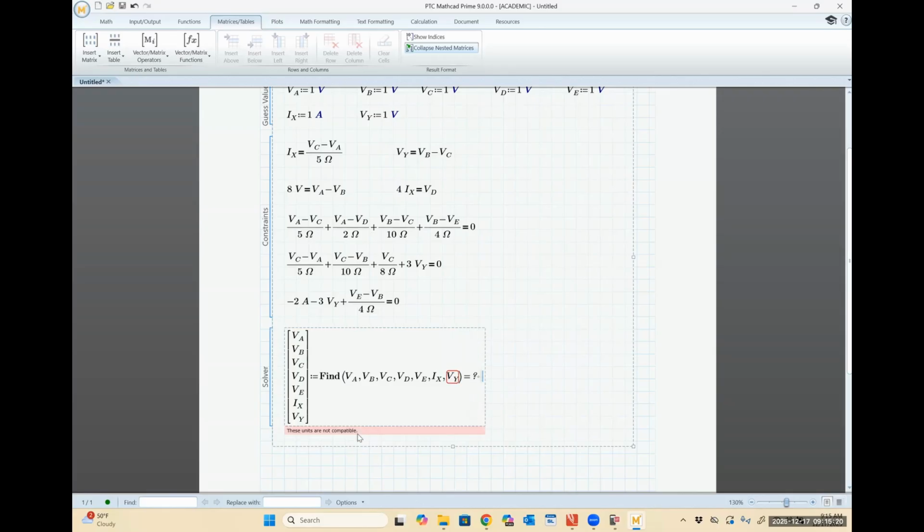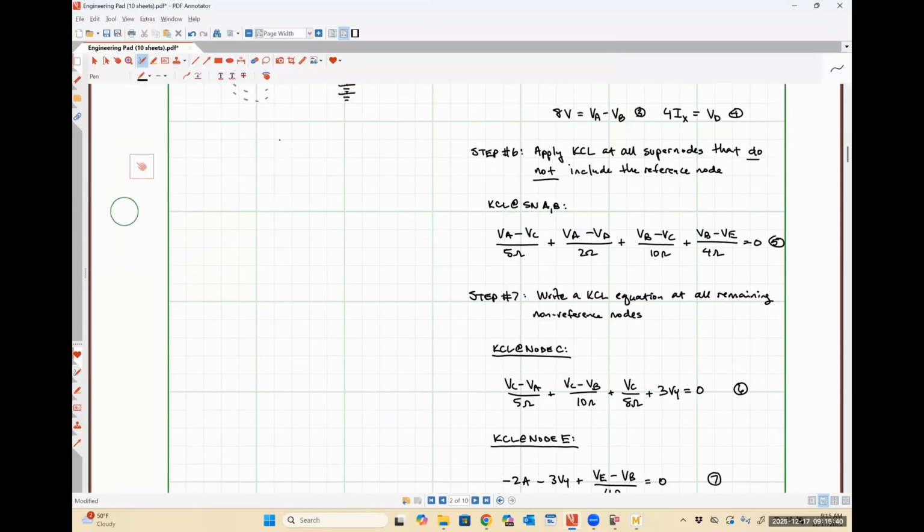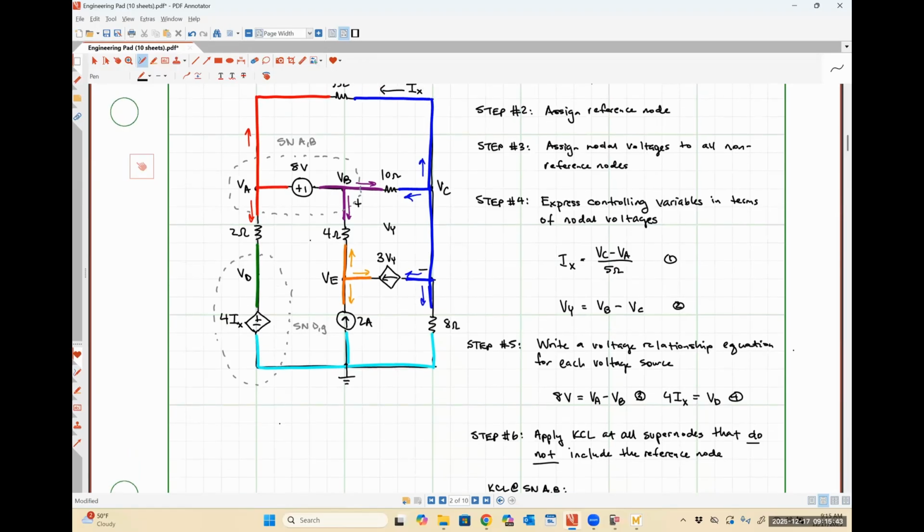Okay. So I don't know if you guys can read this because that screen's a little bit blurry, but it says these units are not compatible. And the reason it's saying these units are not compatible is because of our dependent sources. So if we look back at our circuit diagram here, this 4ix voltage source is a current controlled voltage source. So what should the units on that scaling factor of 4 actually be?